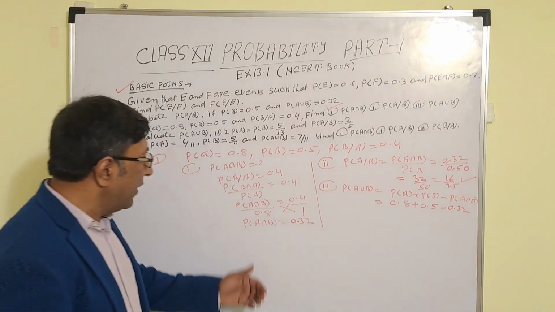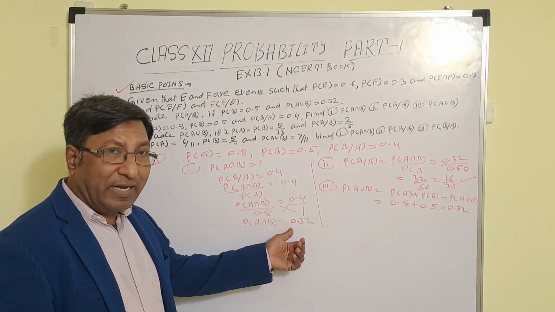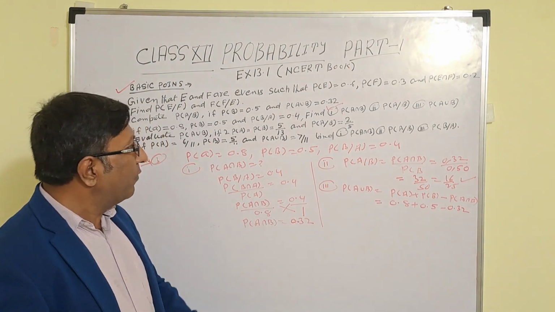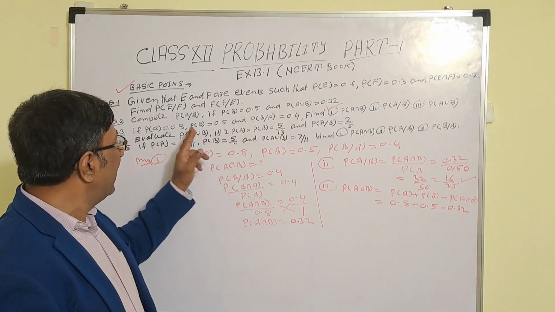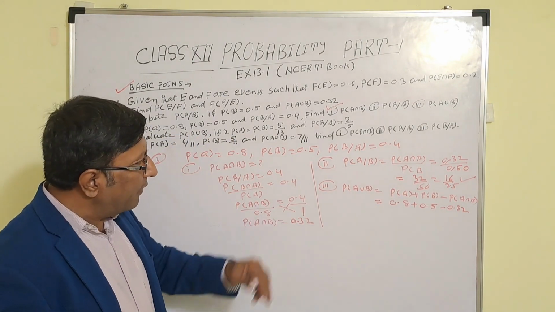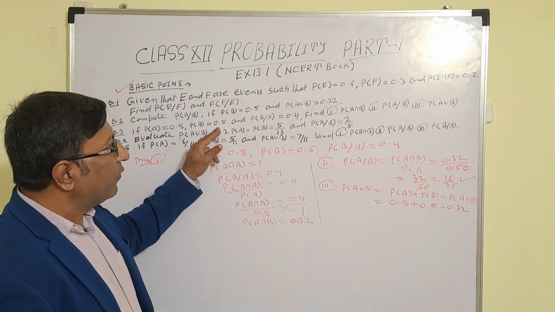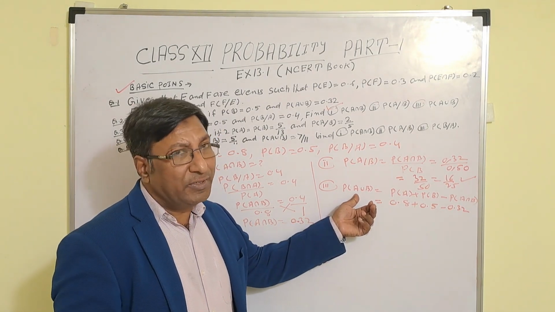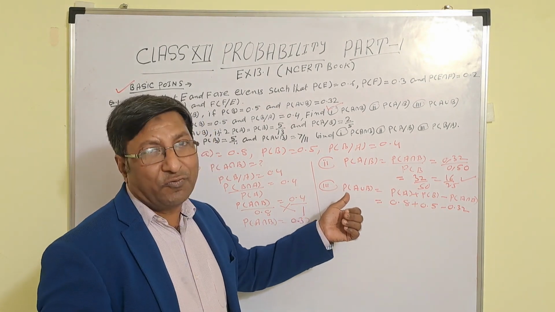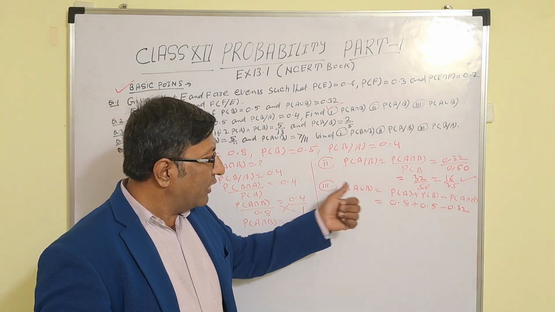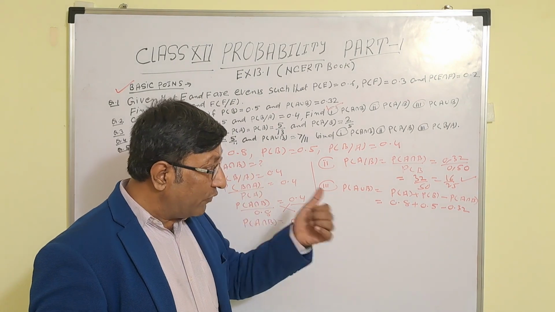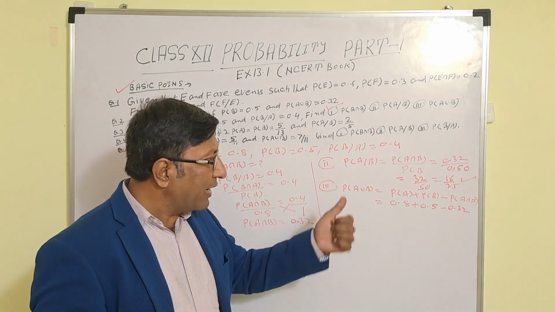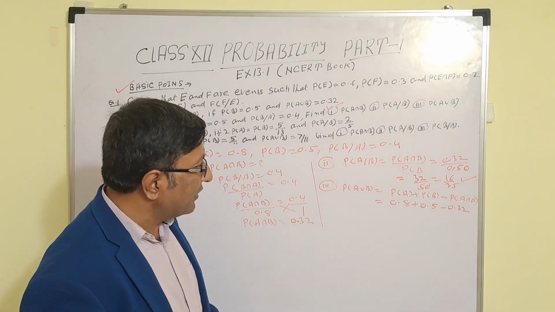So we found probability of A intersection B as 0.32. Probability of A is already given as 0.8. Probability of B is already given as 0.5. And what do we have to find? Probability of A union B. So we can directly use this format: probability of A union B equals probability of A plus probability of B minus probability of A intersection B.